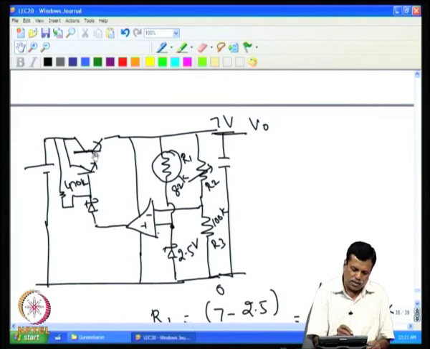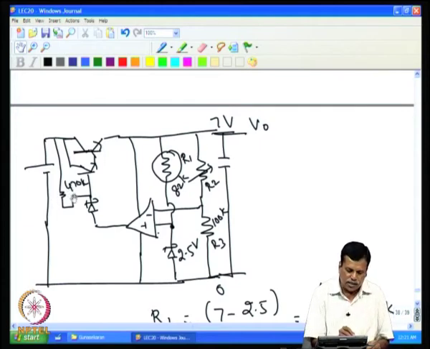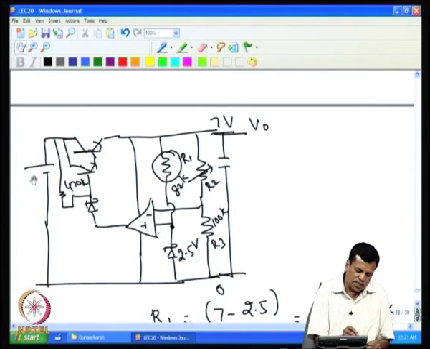You need a Darlington such that the base current is negligible, so that we are able to put a large resistance here. If we put a large resistance only, we will have less current variation through this when the supply voltage changes.